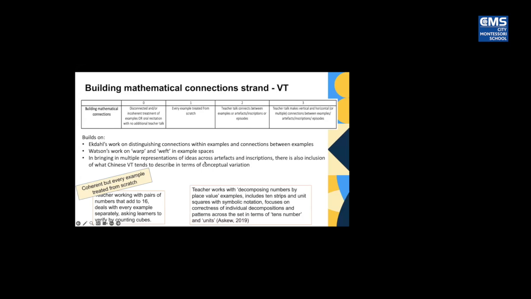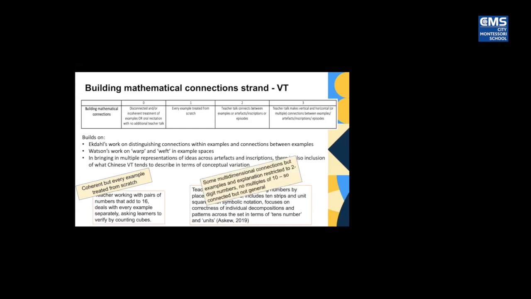Then another example, which Mike Askew wrote about in some of his later writing, was where a teacher works by decomposing numbers by place value. All her examples are about decomposing numbers by place value. She includes ten strips and unit squares with symbolic notation. She focuses on correctness of individual decompositions and patterns across the set in terms of numbers of tens and units. And we had a question about whether this should be coded at level 2 or level 3.